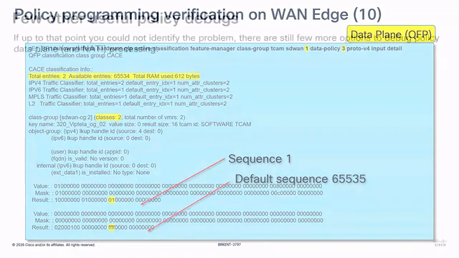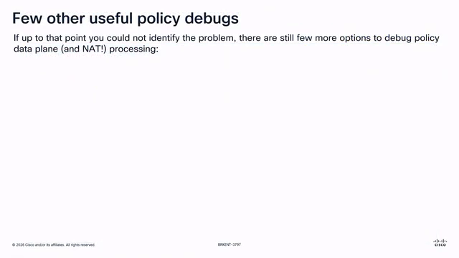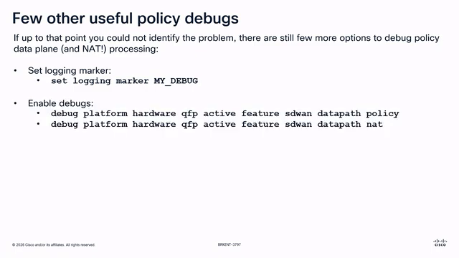But still, up to this point, there are a few more last resort options. And what is a last resort option? As you probably are used to already, it's some debugs. So you need to enable some debugs, and here is how to use them in the most efficient way. You set the marker. Marker is like a position in the logs from which we want to trace everything, we want to log everything. So we set that marker, and we enable QFP, remember this keyword already, right? QFP active feature SD-WAN data path policy. So a tracing of a policy as it is programmed in the data plane.